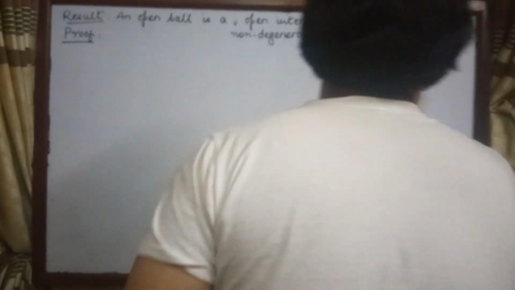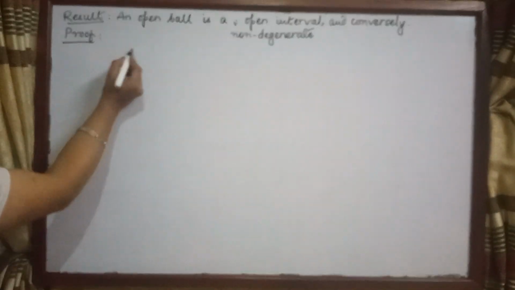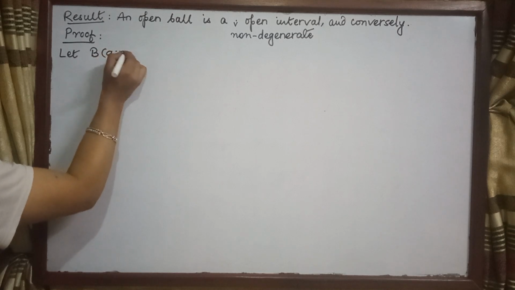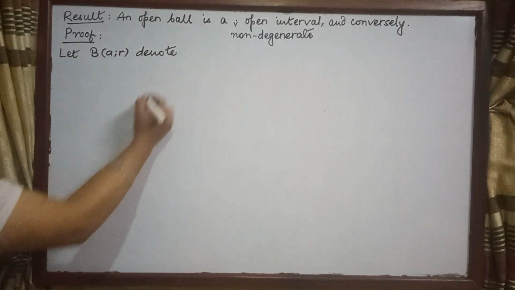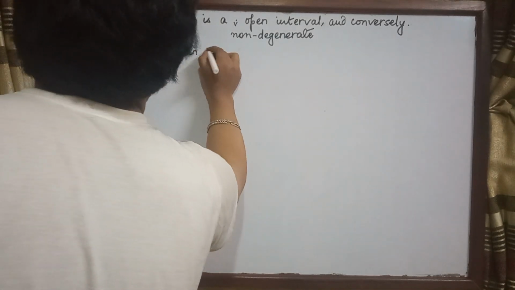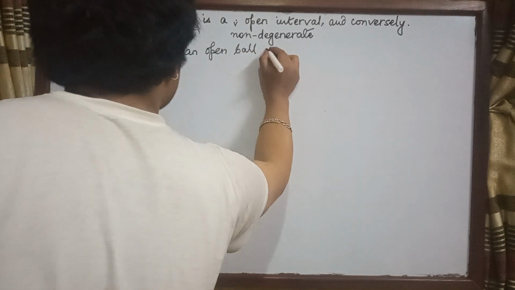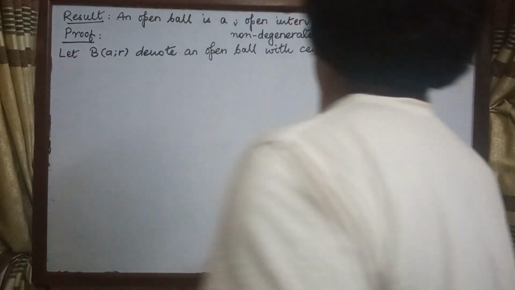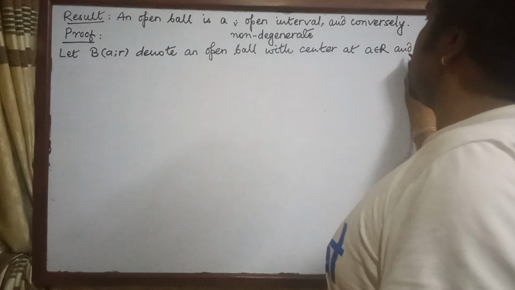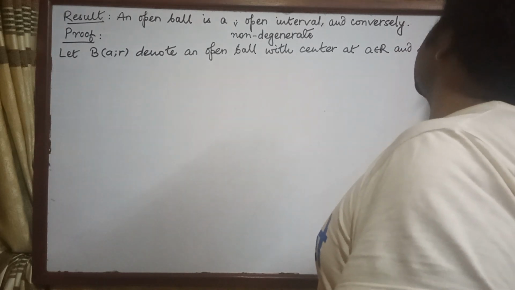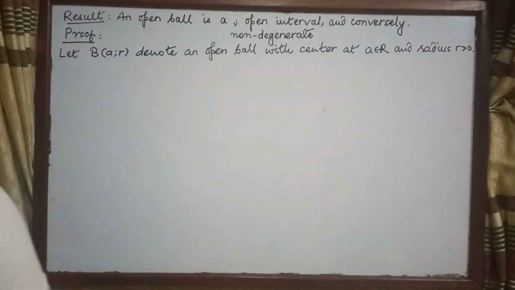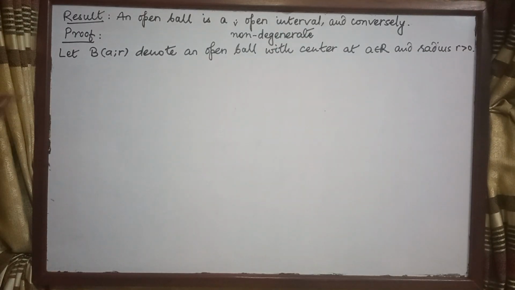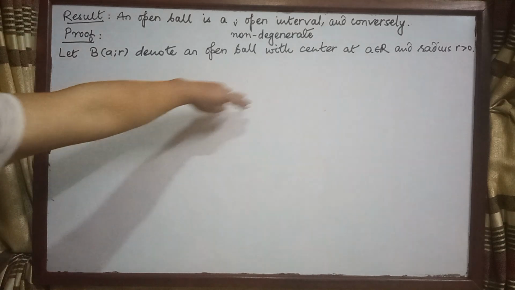So for the first part, we've just proven it. Let B(a, r) denote an open ball with center a belonging to R and radius r which is greater than 0. You can use parentheses over here if you want, but it's not very necessary. All right, let B(a, r) be something like this.